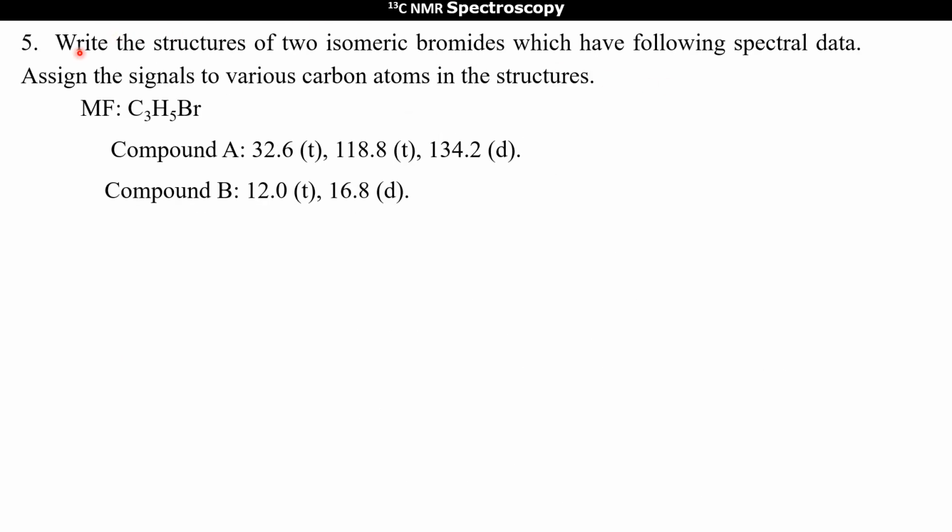Then the next question: write the structures of two isomeric bromides which have the following spectral data. Assign the signals to various carbon atoms in the structures. The molecular formula is C3H5Br. For compound A, there are 3 signals: 32.6, triplet; 118.8, triplet; 134.2, doublet. And for compound B, there are only 2 sets of carbon atoms: 12.0 triplet and 16.8 doublet.